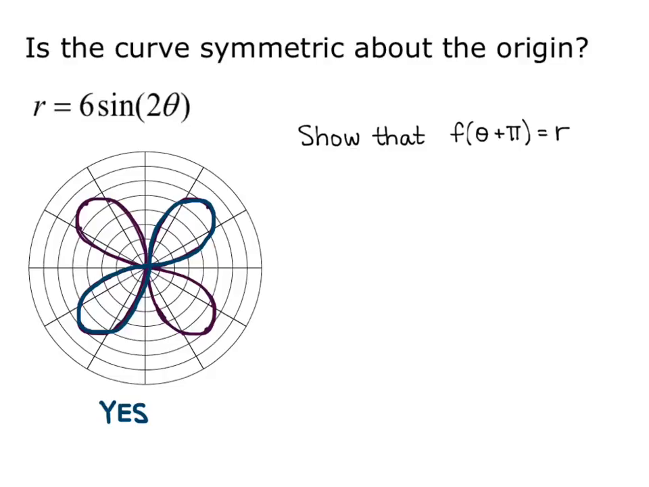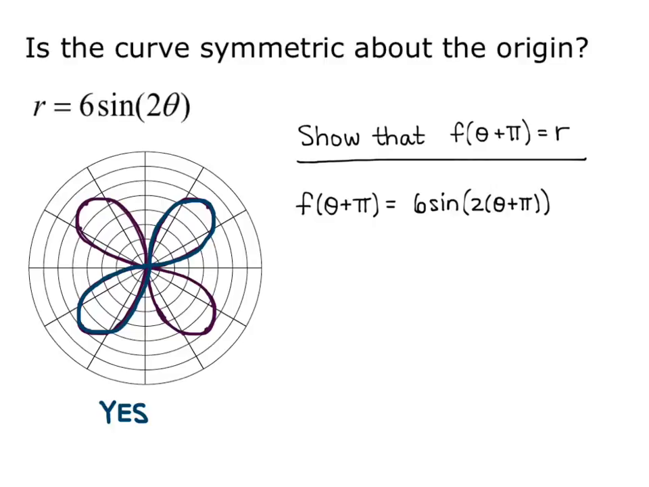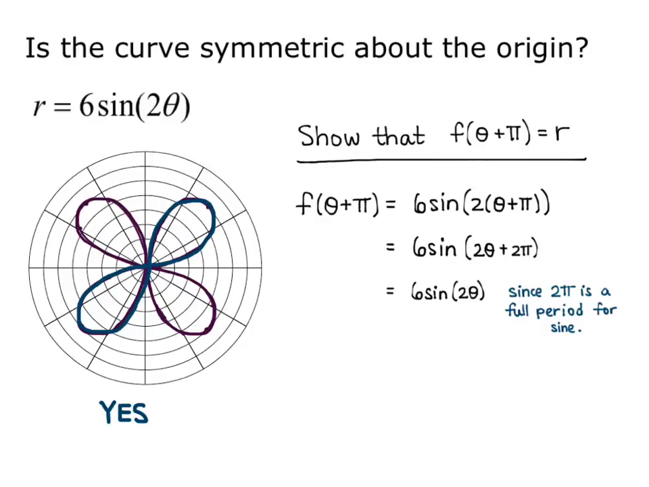And to prove it, I want to show that f of theta plus pi equals r. So f of theta plus pi equals 6 sine of 2 times theta plus pi. Distribute the 2, so that's equivalent to 6 sine of 2 theta plus 2 pi. And since 2 pi is a full period of sine, this is equivalent to 6 sine of 2 theta, which is r. So we've proved that our graph is symmetric about the x-axis, the y-axis, and the origin.